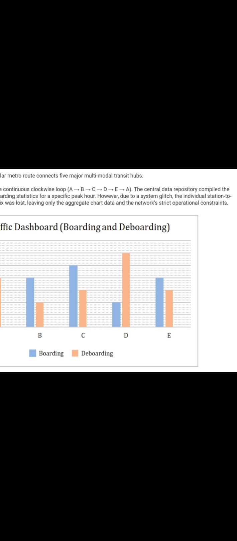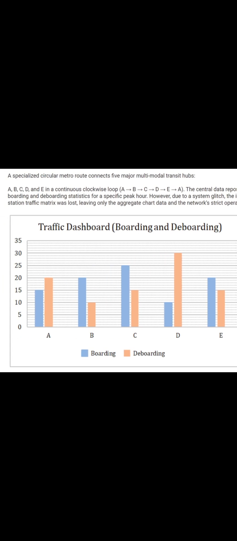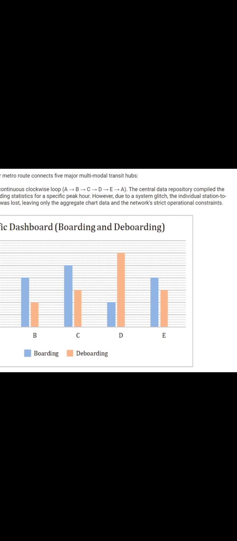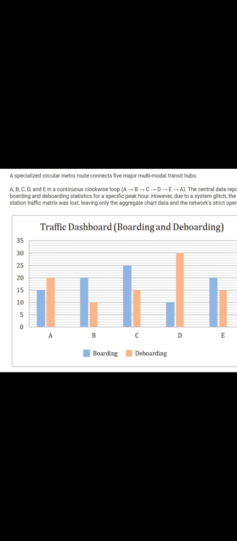However, due to a system glitch, the individual station-to-station traffic metrics were lost, leaving only the aggregate chart data and the network's strict operational constraints. So, basically there are 5 stations A, B, C, D, E.